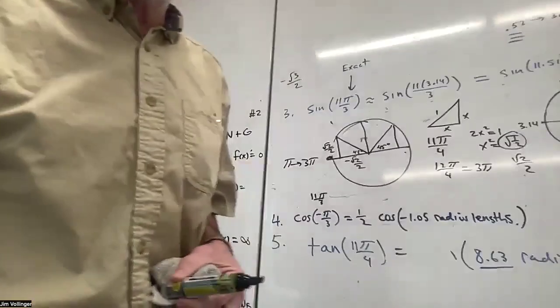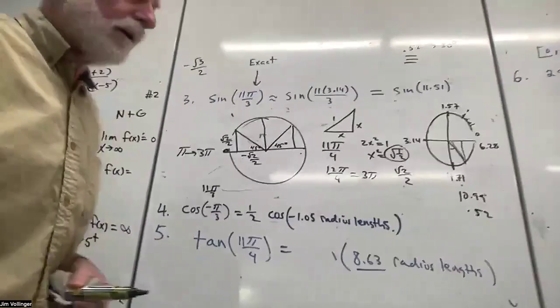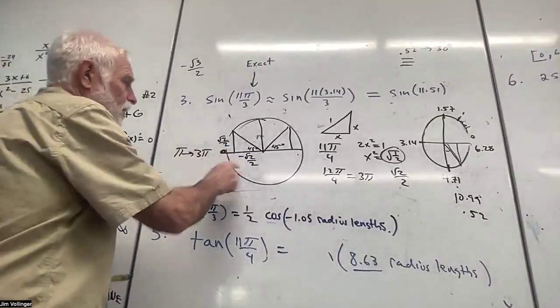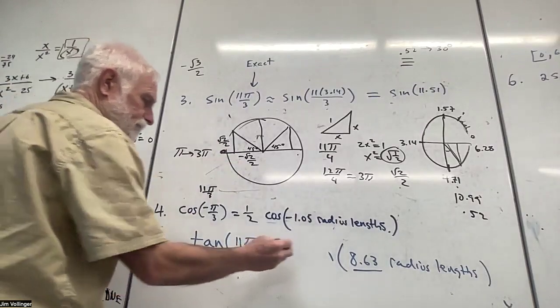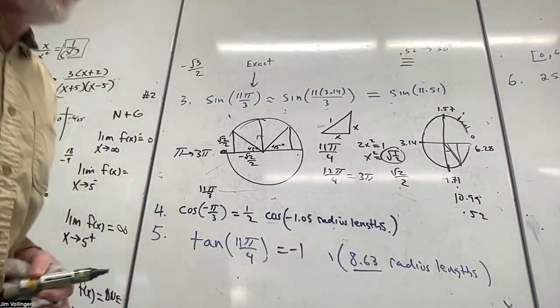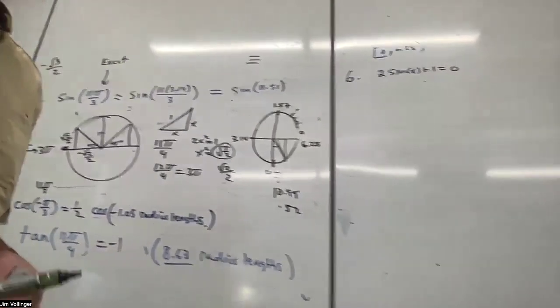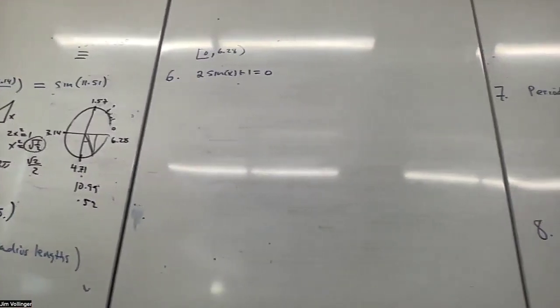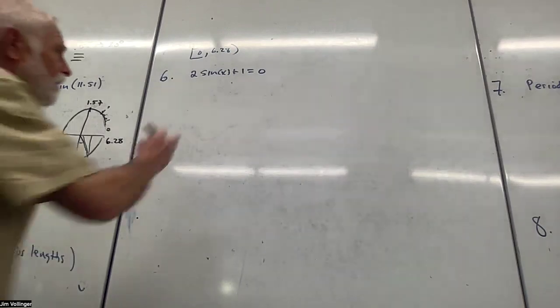All right, so that answer was, never did answer it, tangent, height over width in the unit circle, so -1. Okay, do that 3 or 4 days in a row and you'd start to get the hang of it. At least that's what I've seen over the last 45 years.